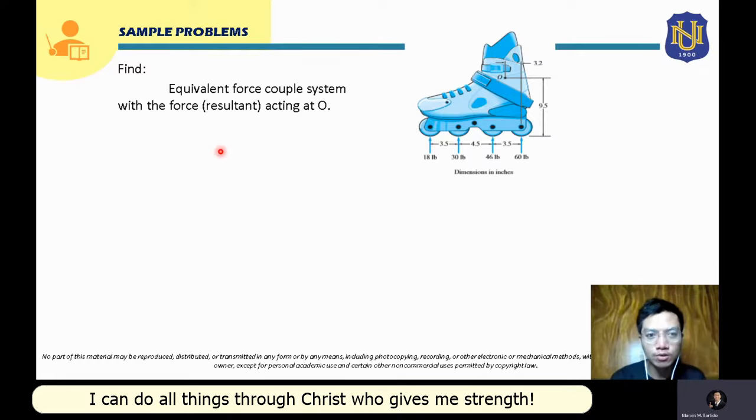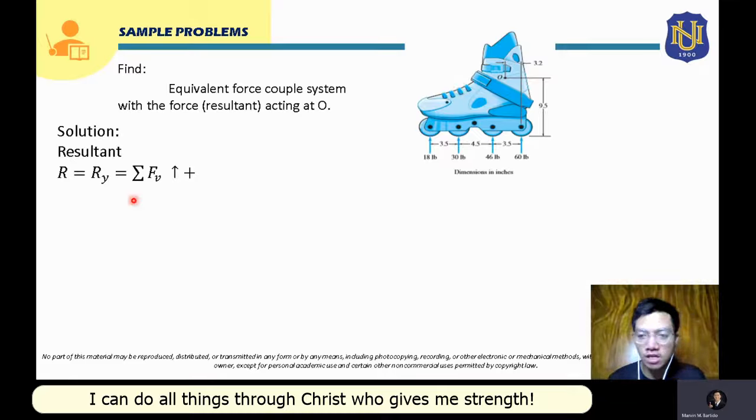Again, we are asked to solve for the equivalent force couple system with the force, or the resultant, acting at point O. This is our force system. We have here four forces, so we will first solve for the resultant of these four forces. To solve for the resultant, we will just sum up all these vertical forces. So Ry is equal to the summation of all the vertical forces, wherein our assumption here is that upward forces will be positive.